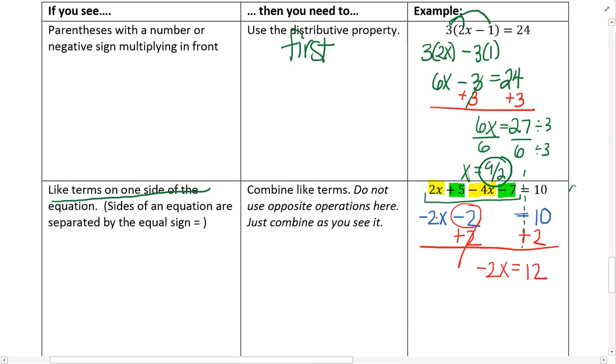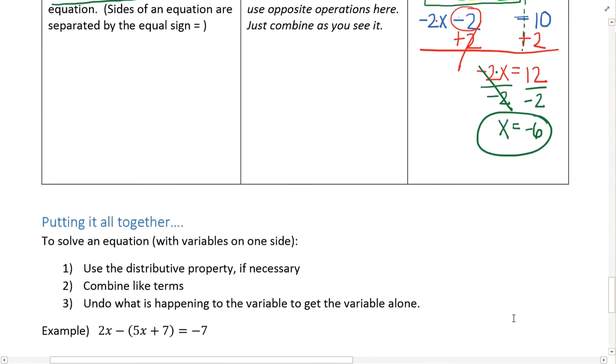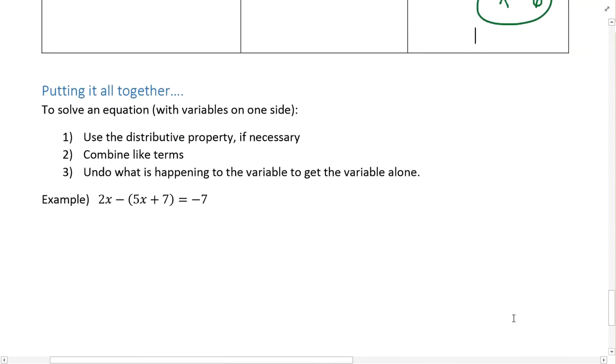Then we divide by negative 2. Remember that this is multiplying, so we're dividing. Okay, so x equals negative 6 is our answer. All right, putting it all together, let's just do one more where we have distribution and combining like terms, and we have to do all of this.